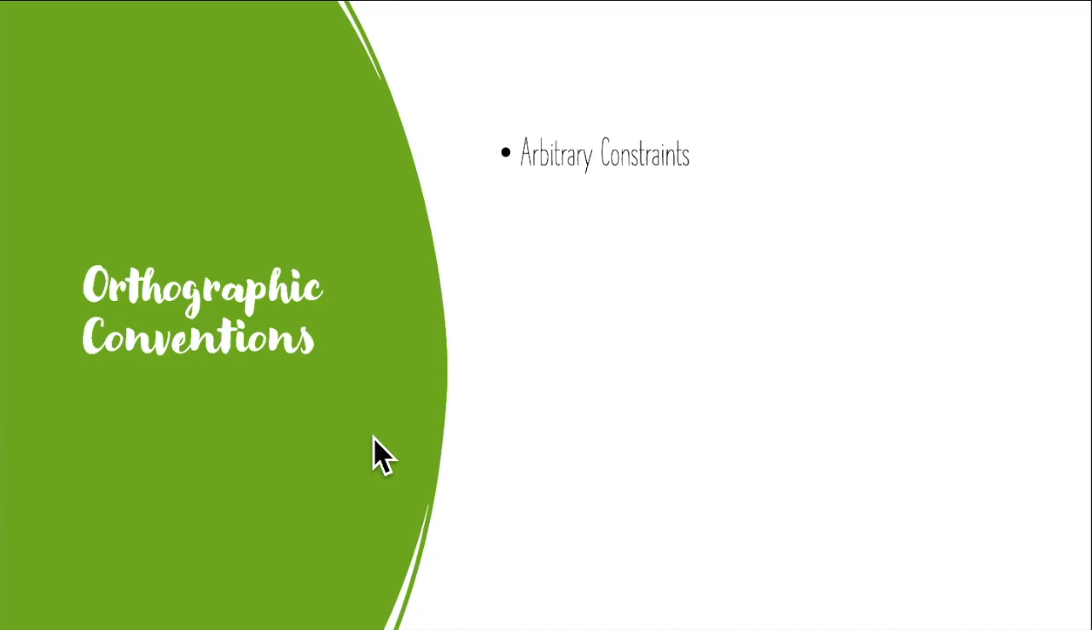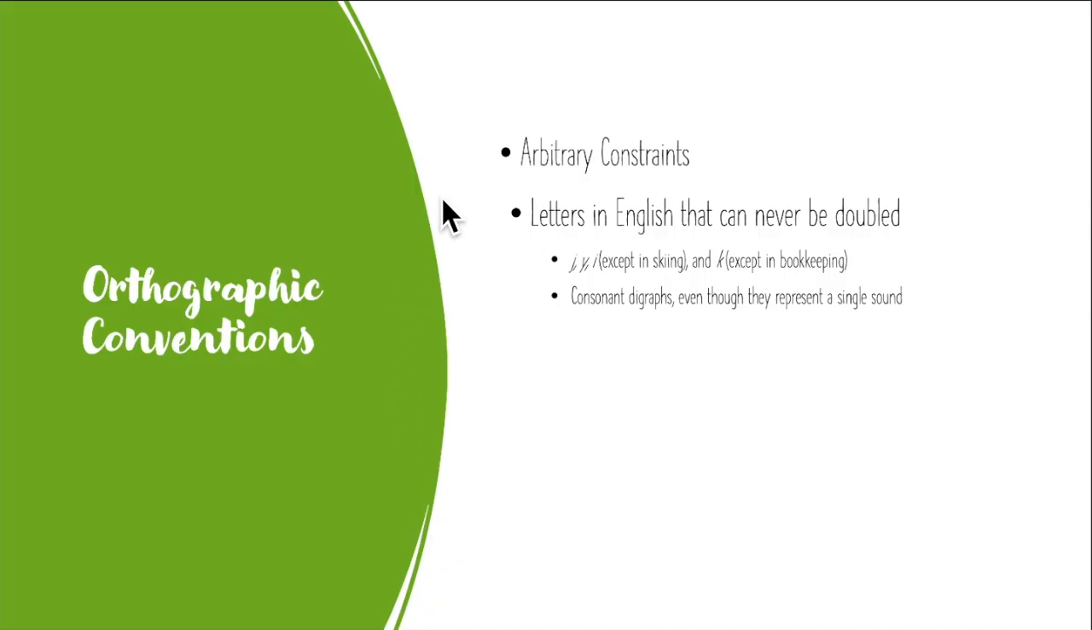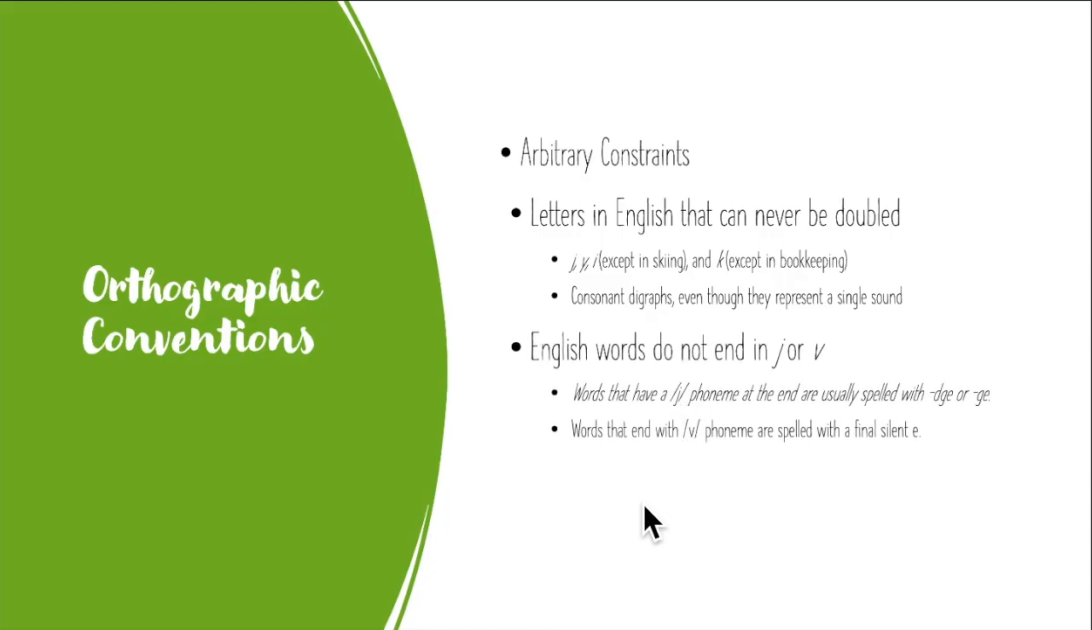Okay. We've got some conventions, and some of those are kind of arbitrary, like we don't know exactly why, but they exist. For example, I and J won't be at the end of a word, or they won't ever be doubled either, except if you have "skiing" or "bookkeeping." That's a compound word. Consonant digraphs are two letters, even though they represent a single sound. You're not going to end a word in J or V. So that's why you get some of those funny things coming up.